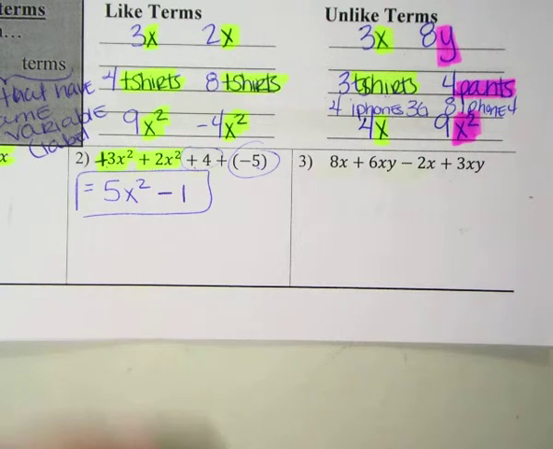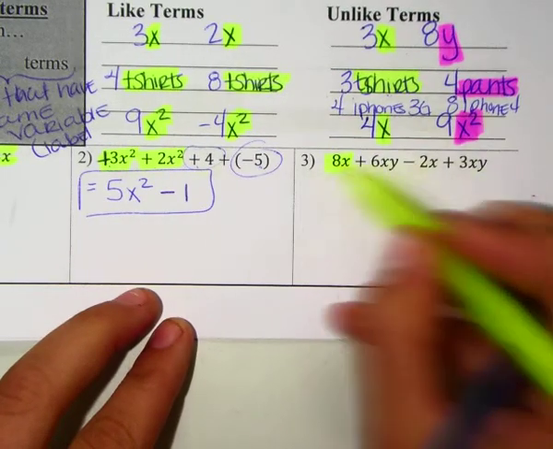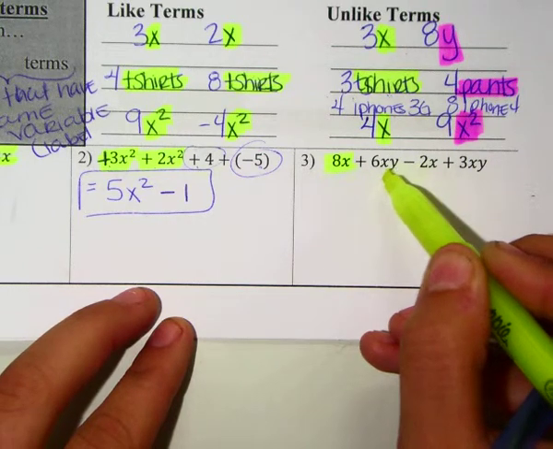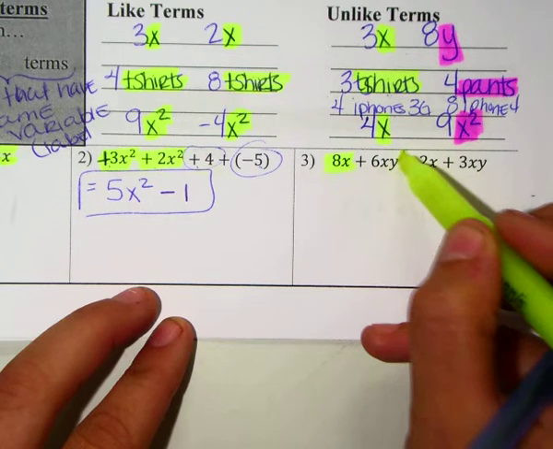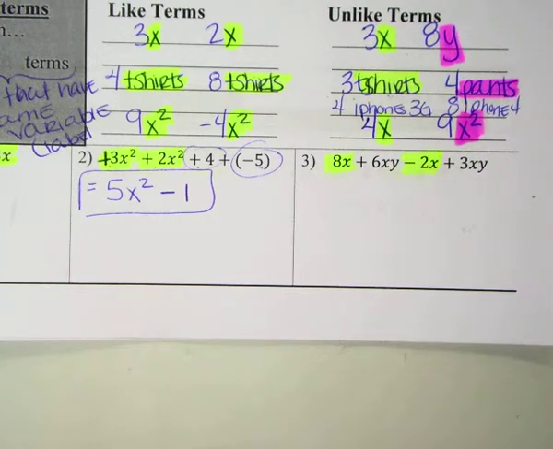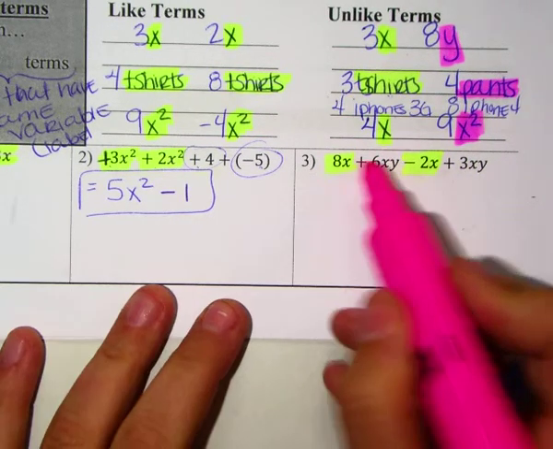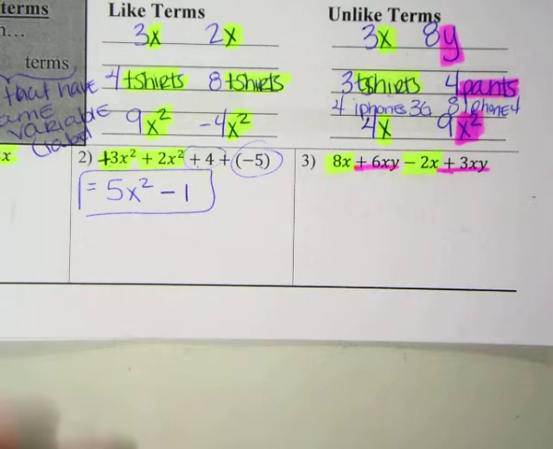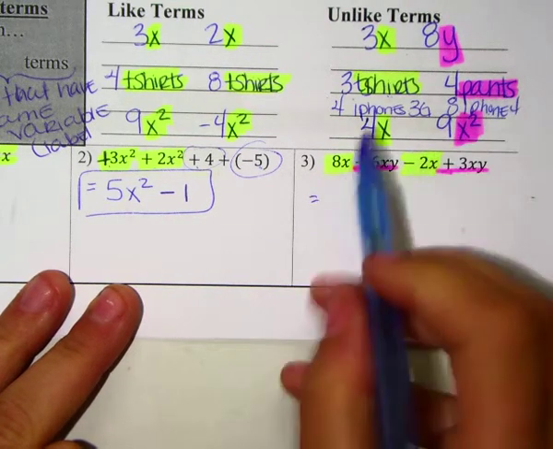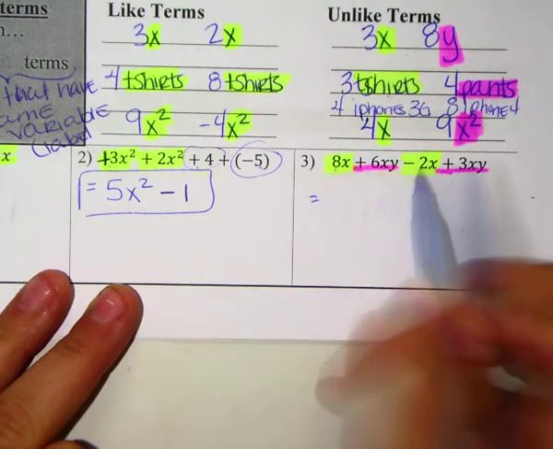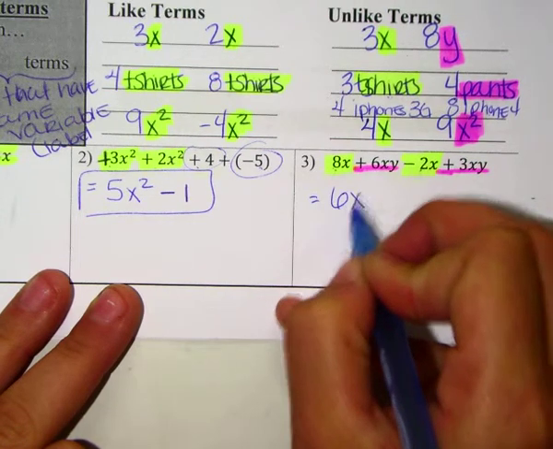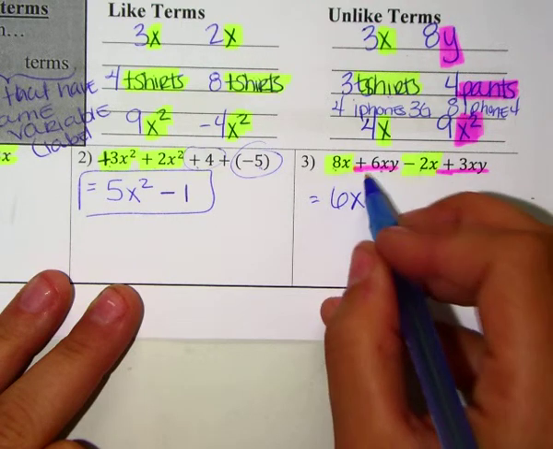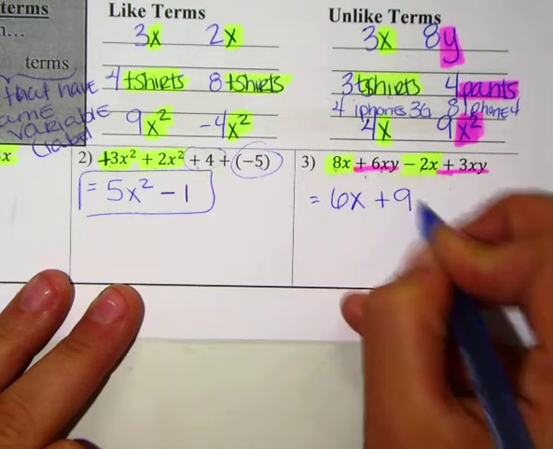And then the last one, this is 8x. This is 6xy, which is different from just x. It might have a y in it, or it might still have an x in it, but there's still two different labels. And that's a negative 2x, so those have the same exact label. This is a positive 6xy, positive 3xy. They both have the same label. So I'm going to combine like terms by adding the coefficients. 8 minus 2 is 6. Keep the label, x. And then the xy terms, 6 plus 3 is 9, and that's xy.